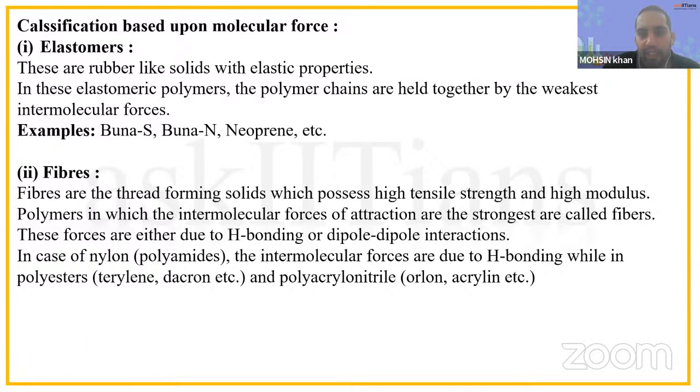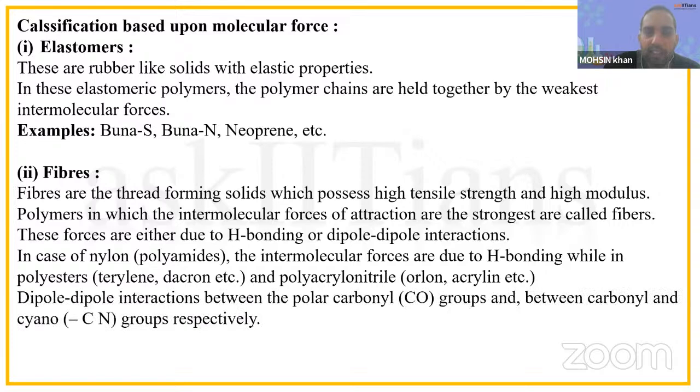Examples are polyamides. In polyamides, intermolecular forces are due to hydrogen bonding, while in polyester, terylene and dacron, and polyacrylonitrile or orlon, the dipole-dipole interaction is there between the polar carbonyl group and the cyano group respectively.